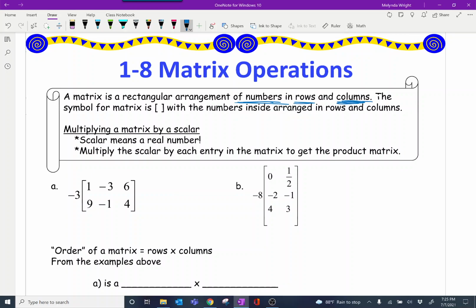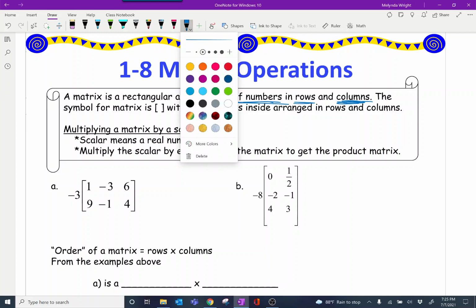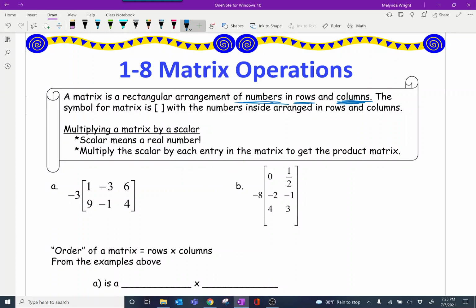The symbol for a matrix is this little bracket looking thingy. And of course the numbers and variables are arranged in rows and columns. So the first thing we're going to look at is multiplying a matrix by a scalar.